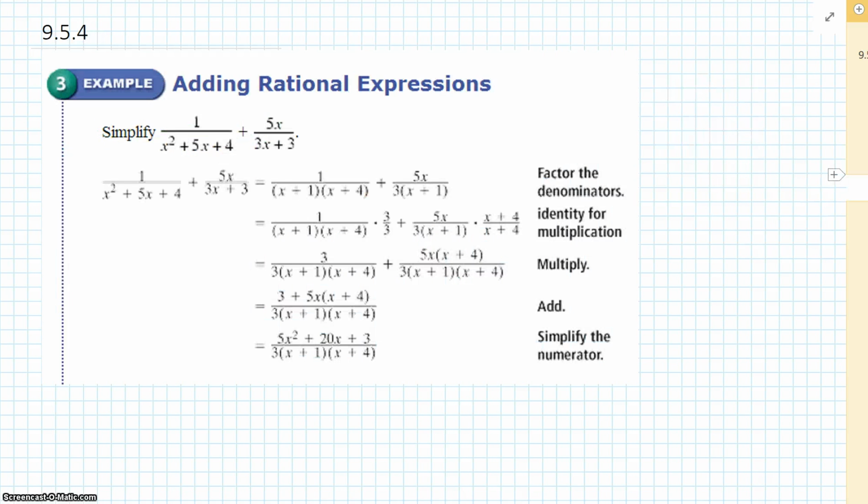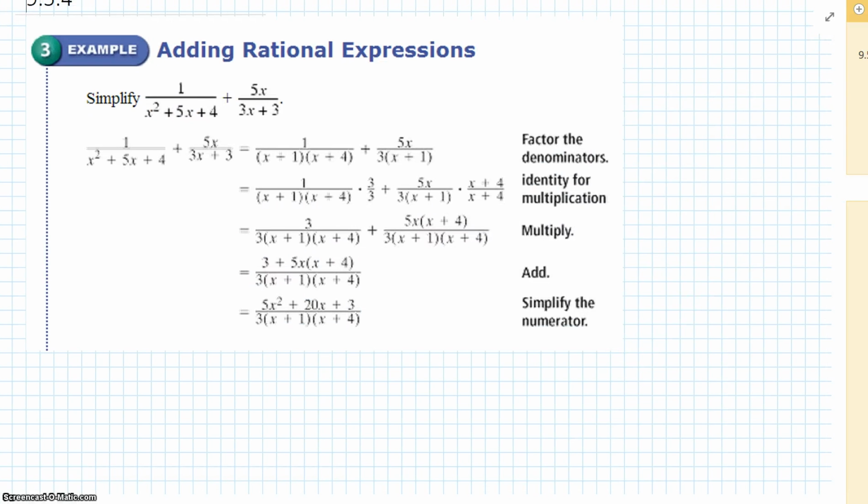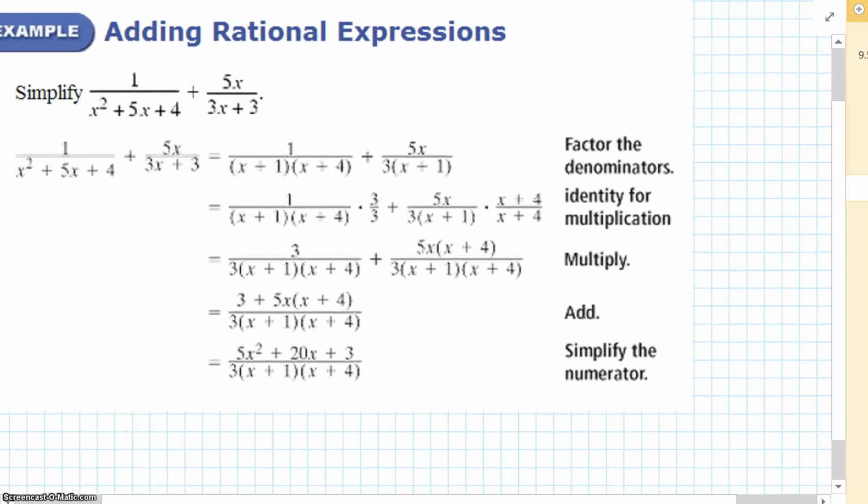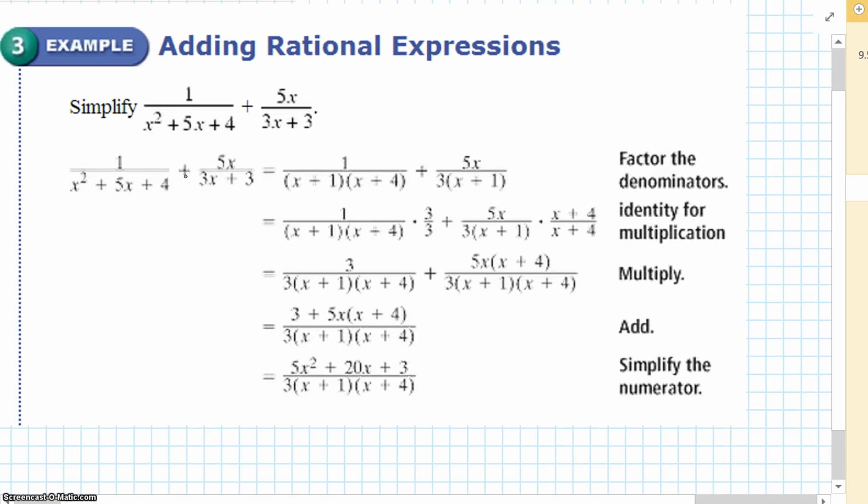Alright, next look. Adding rational expressions. So let's just walk through this one. First thing we did was we factored the denominators, and then we identified what we had to do to each term, multiplying by top and bottom, to get the denominators to be the same. We distribute, we get the denominators to be the same, and then we just add the numerators and then simplify the numerator.